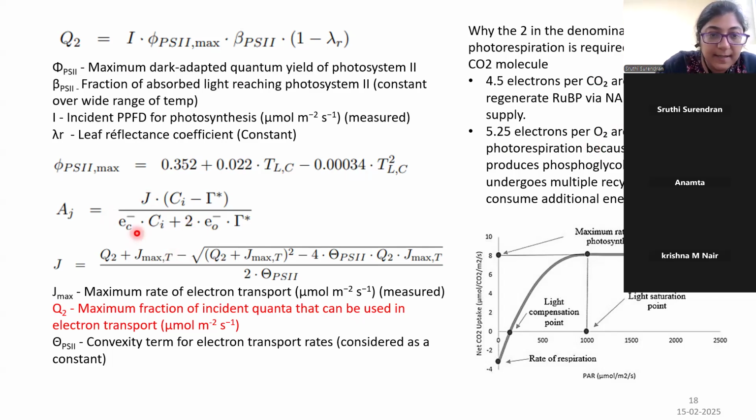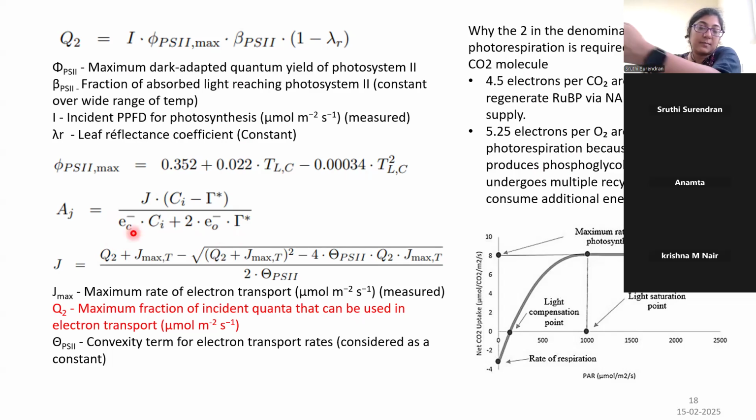Now for this Ec value and E naught value, I'm taking it as 5.25 and 4.5. But in the literature, you can find that both of them are taken as 4. So electrons per carboxylation is taken as 4 and electrons per oxygenation is taken as 4. During the oxygenation process, around 8 electrons are wasted to remove carbon dioxide, whereas during carboxylation, 4 electrons are used to fix carbon dioxide.